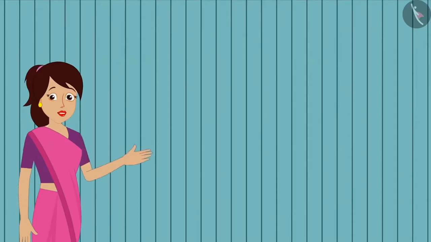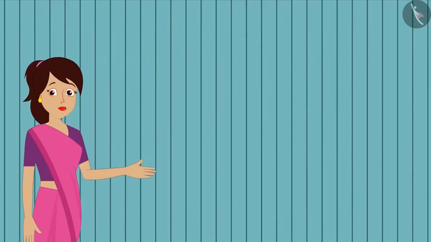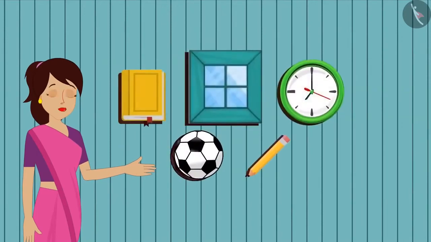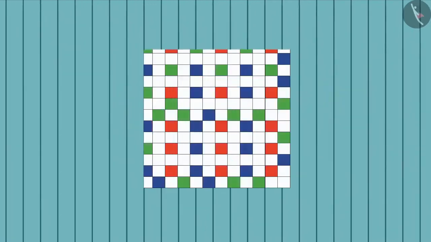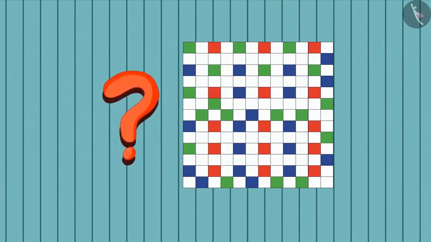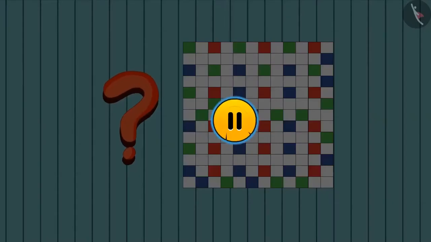Shapes. Hello children. Today we will learn how to identify the shapes of objects around us. In the 4th grade, you all have learned about making patterns with different shapes. Can you tell me which shape has been used to create this pattern? If you wish, you can pause the video here and think.